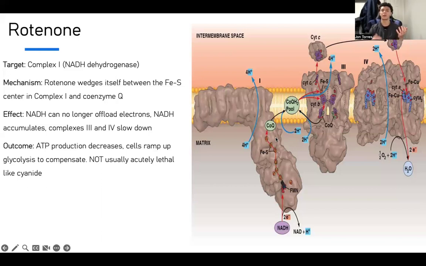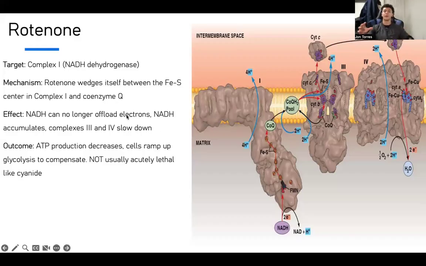So it's not like cyanide or carbon monoxide where it'll actually bind to the site and not allow the electrons to bind as well. It literally just gets in the way. Electrons can't get through. So the effect, NADH will stop offloading electrons. If the electrons can't continue to make their way from complex to complex, NADH can't continue to feed more electrons in. Therefore, it'll just stop. NADH will accumulate. More NAD, or rather less NAD plus is circulating. So complexes 3 and 4 will slow down pretty dramatically.